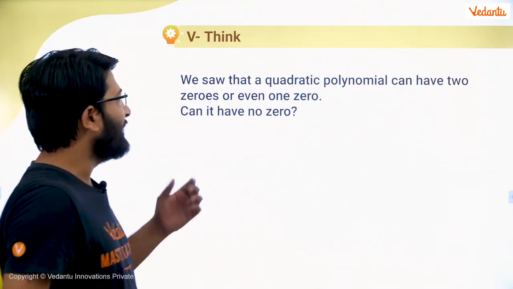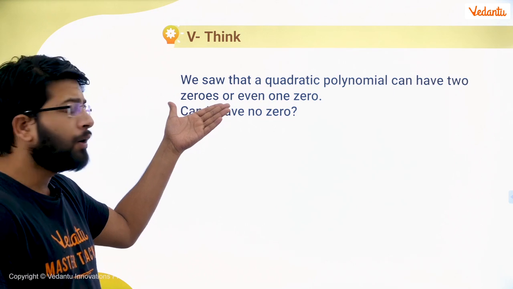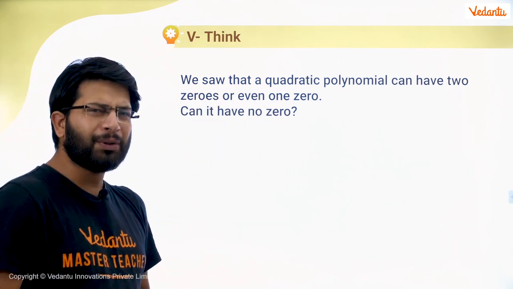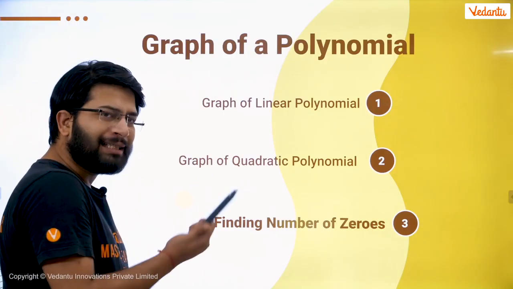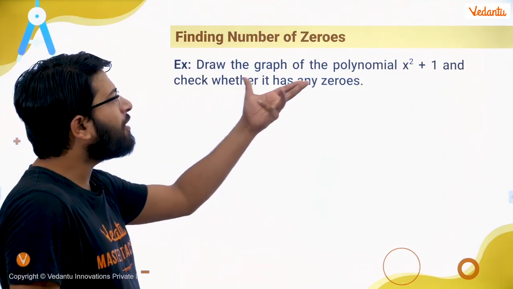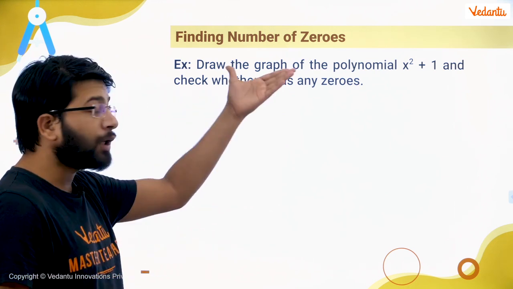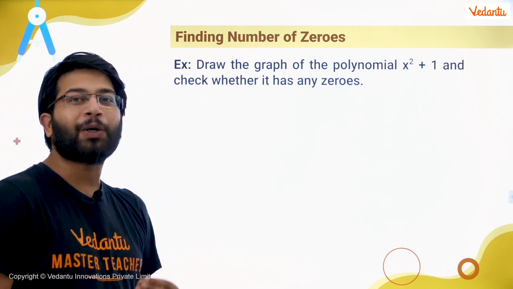Okay guys, so now champ, one question for you to think about. We saw a quadratic polynomial can have two zeros or even one zero. So can a quadratic polynomial have no zero? Let's see one example. Let's say I have a quadratic polynomial x square plus 1 and we want to draw the graph and find out whether it has any zeros or not.